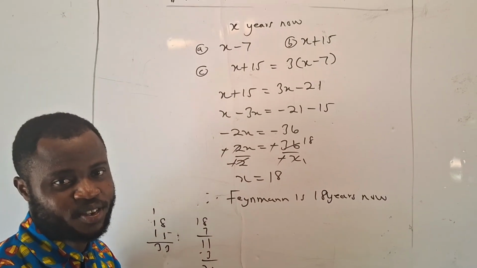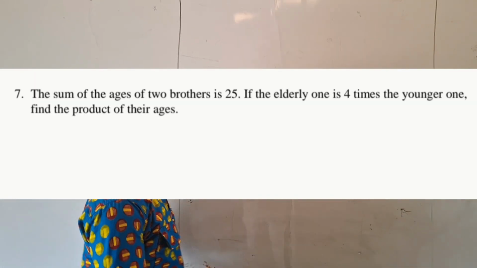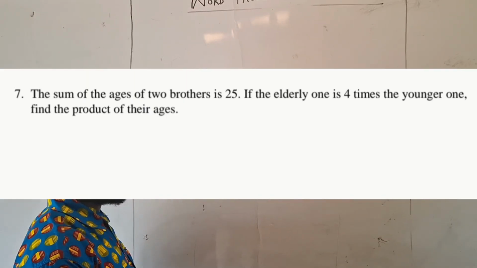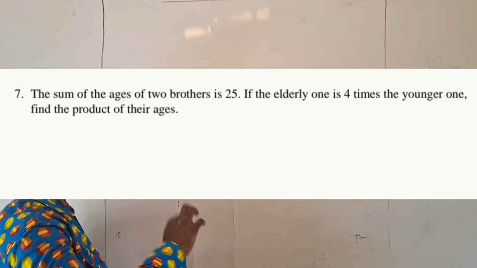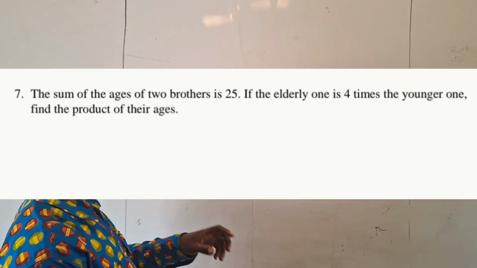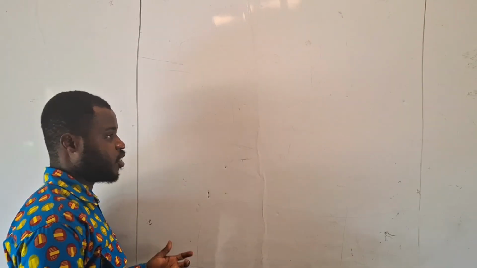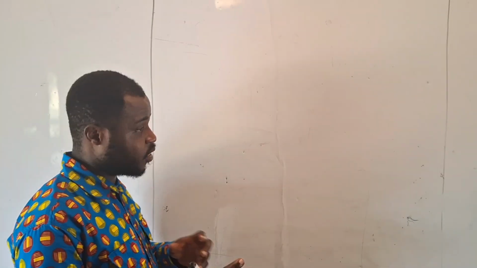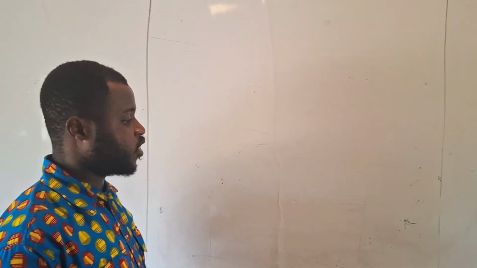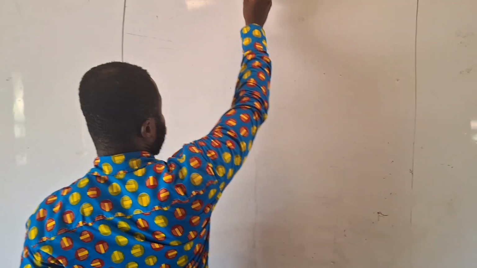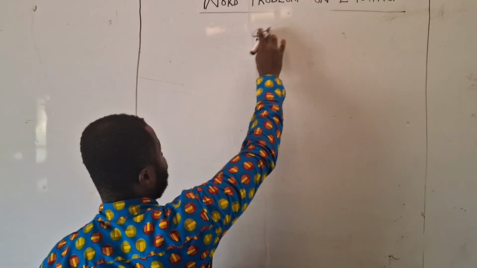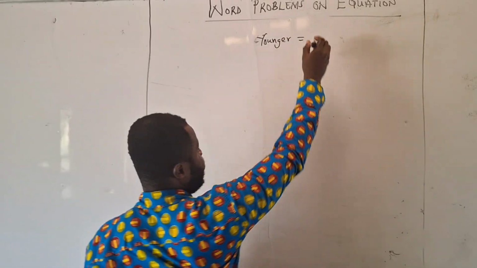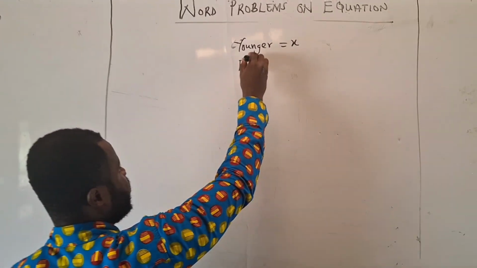So let's take the last question. In our last question, it said the sum of the ages of 2 brothers is 25. If the elderly one is 4 times the younger one, find the product of their ages. The new word we are introducing here is product. In mathematics, sum is addition, difference is subtraction, product is multiplication. Yes, product is multiplication. So I've told you, we normally look for the younger person when it is age.